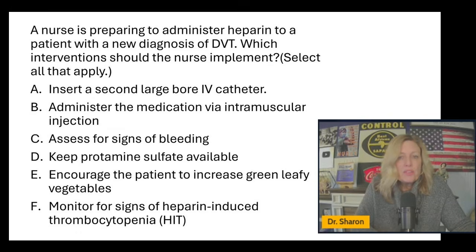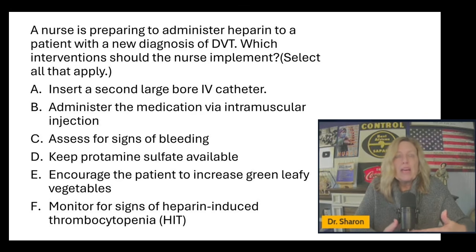A nurse is preparing to administer heparin to a patient with a new diagnosis of DVT. Which intervention should the nurse implement? Select all that apply. Insert a second large bore IV catheter, administer the medication via IM injection, assess for signs of bleeding, keep protamine sulfate available, encourage the patient to increase green leafy vegetables, and monitor for signs of heparin-induced thrombocytopenia. This question actually covers a couple different things as it relates to heparin.